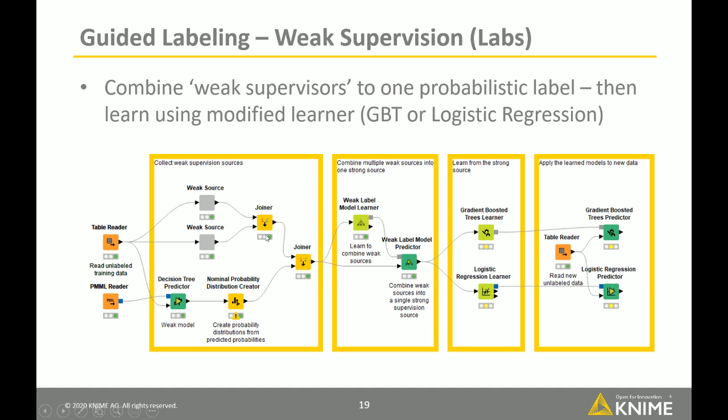So you can see at the beginning of this workflow, we have a couple of weak source components that we join together. We're using this nominal probability distribution creator. We join these together, and then we use these weak label model learner and predictor nodes. This is going to learn to combine the weak sources that we've provided into a single source that should perform better. Then we can feed the output of the model predictor to a couple of different nodes. We could use either the gradient boosted trees learner or the logistic regression learner, and actually build a model based on that labeling. So it's a way of automating the labeling process. If this is something that'd be useful for you, we have workflows on the Hub for this as well. So download that and check it out.